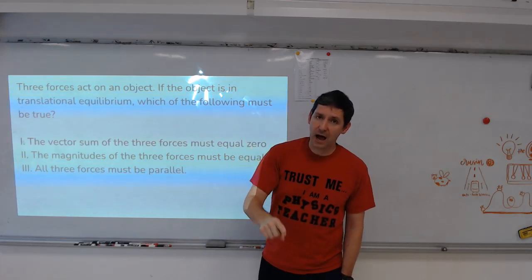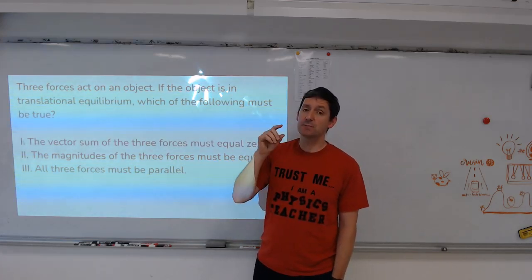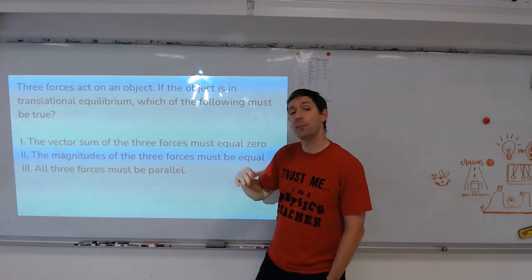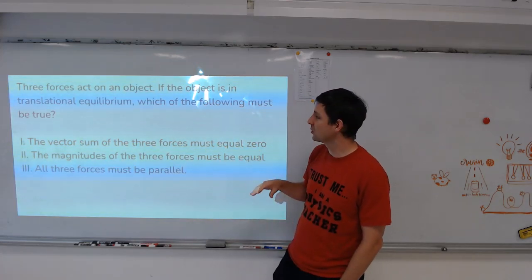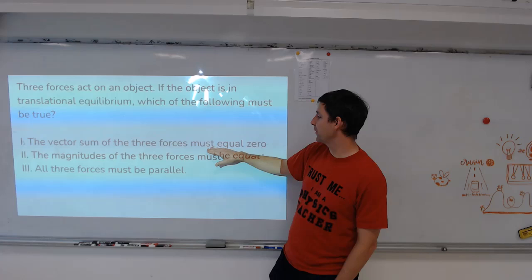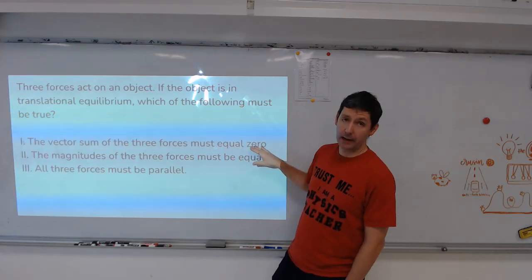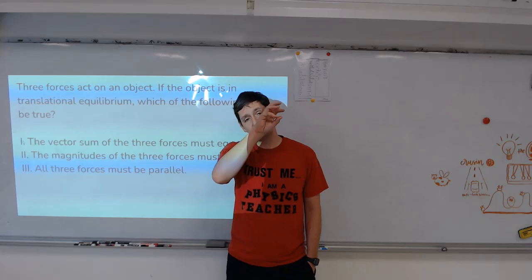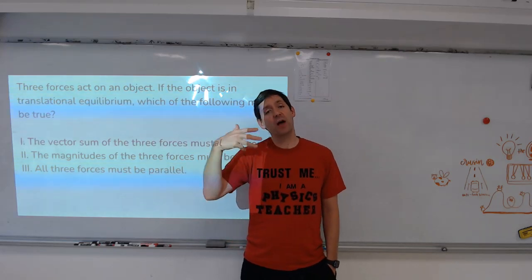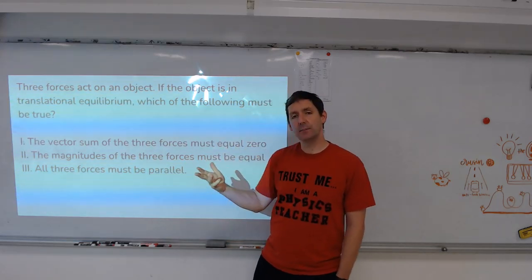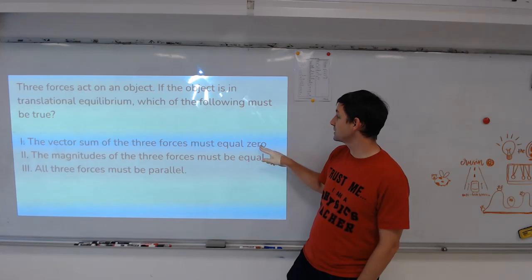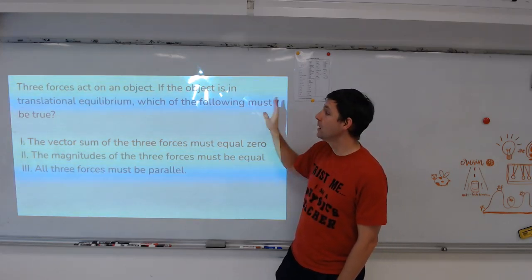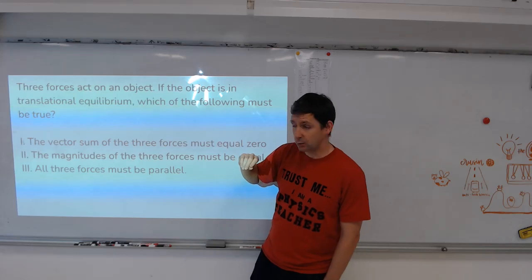In order for it to not accelerate, the forces must be balanced. That's all that we know. So let's go ahead and read through the possible answers and see if we can figure out what's going on. The vector sum of the 3 forces must equal 0. Yeah, that's basically what I just said, right? Vector sum means that you're paying attention to the directions, that as you add those directions together, you end up getting 0. If the vector sum of the forces is 0, then according to F equals ma, your acceleration will be 0, and we will be in translational equilibrium.